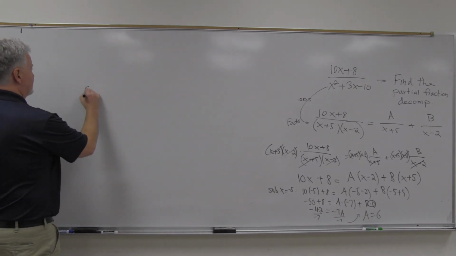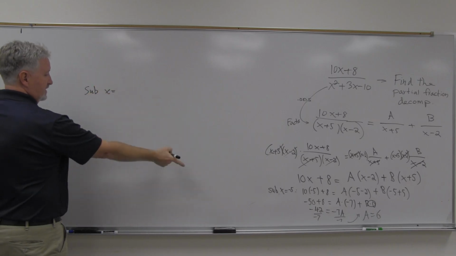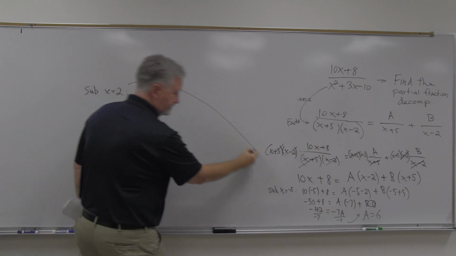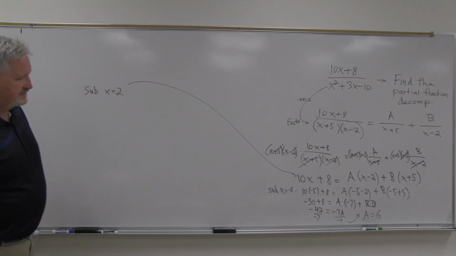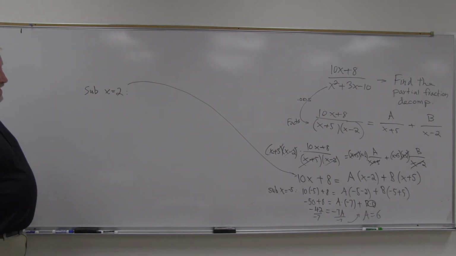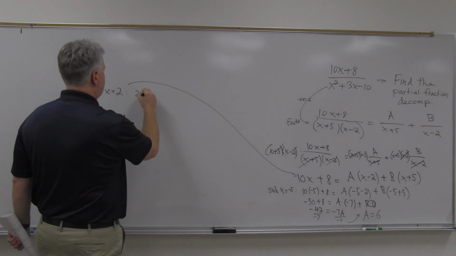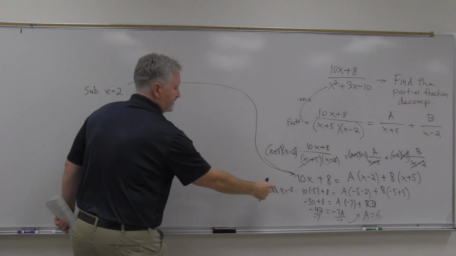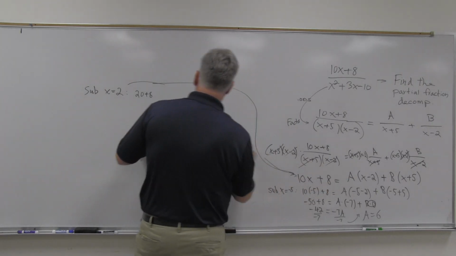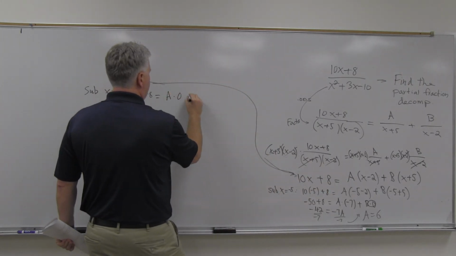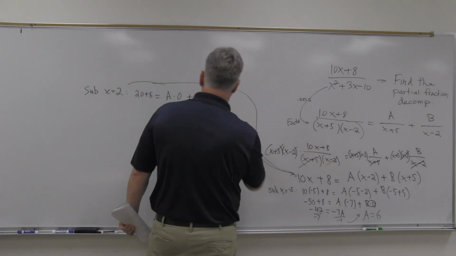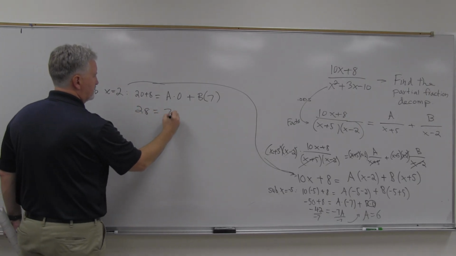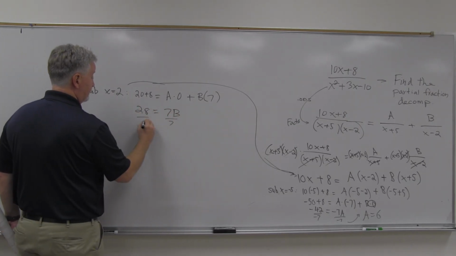Make sense? So I'm going to go back. I'm going to sub in, like I subbed in x equals negative 5 there, x equals 2. Now I'm going to go back to that step and sub in x to be 2. So that would give me what? 20 plus 8, and then a times 0, and then b times 2 plus 5 is 7. So we got 28 equals 7b. So b is 4.